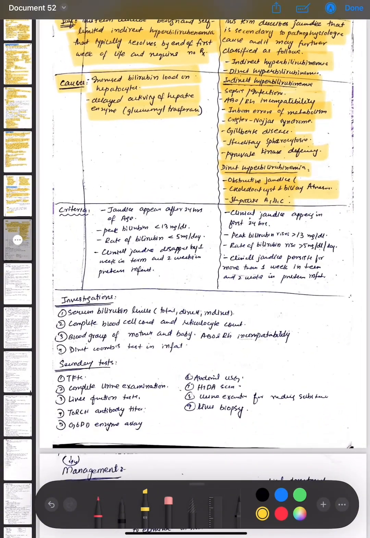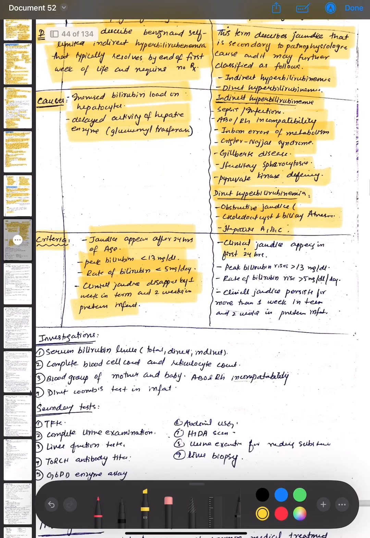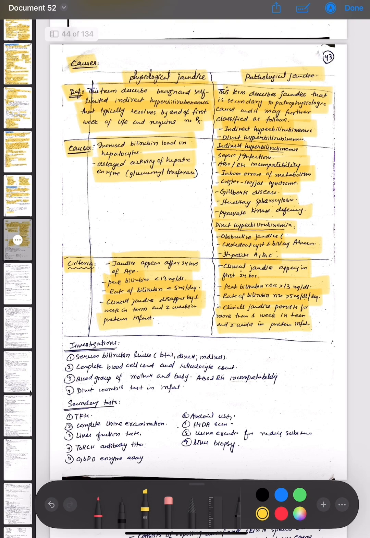Now the criteria: in physiological jaundice, jaundice appears after 24 hours of age, peak bilirubin is less than 13 mg per dL, the rate of bilirubin rise is less than 5 mg per dL, and the clinical jaundice disappears by 1 week in term and 2 weeks in preterm infants. In pathological jaundice, clinical jaundice appears in the first 24 hours, peak bilirubin is greater than 13 mg per dL, and the rate of bilirubin rise is greater than 5 mg per dL. Clinical jaundice persists for more than 1 week in term and 2 weeks in preterm infants. So these are the causes, the definition, and the criteria of both physiological and pathological jaundice.